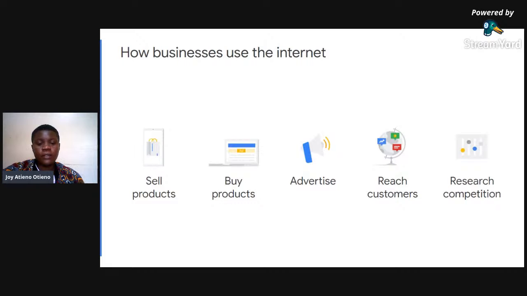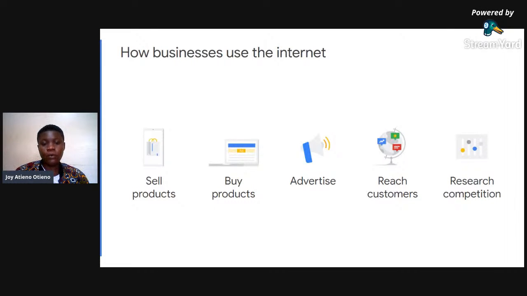Number three, you are able to advertise, and I think that's the goal behind going online, because you are trying to reach a wide audience at just the touch of your button. You want everybody who is your potential customer to be able to know about your business.